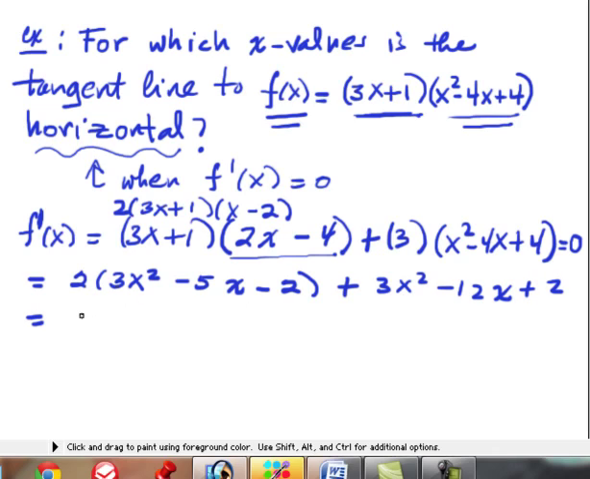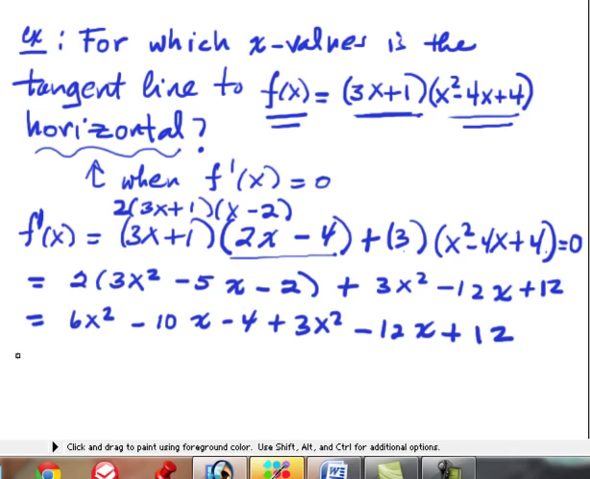Okay, let's keep going. Here we have 6x squared, multiplying through by 2, minus 10x minus 4 plus 3x squared minus 12x plus, sorry, I wrote 3 times 4. That's plus 12 over here, plus 12. That's the 3 times the 4. All right, now first 6x squared and 3x squared, that's 9x squared. And now the x term, we have a minus 10x and a minus 12x, that's minus 22x. And now the constant term, we have a minus 4 and a plus 12. Okay, so that's a plus 8.